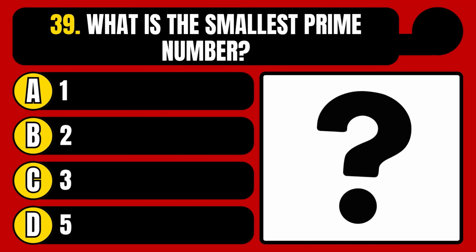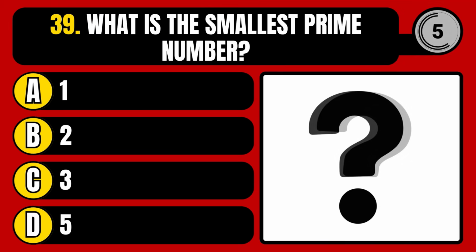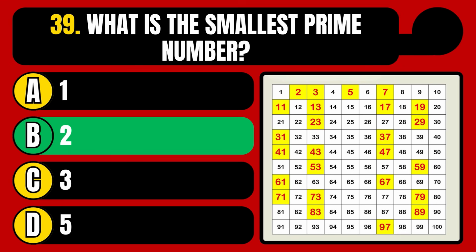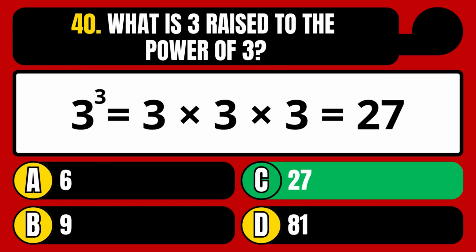What is the smallest prime number? 1, 2, 3, or 5? The correct answer is option B, 2. What is 3 raised to the power of 3? 6, 9, 27, or 81? The correct answer is option C, 27.